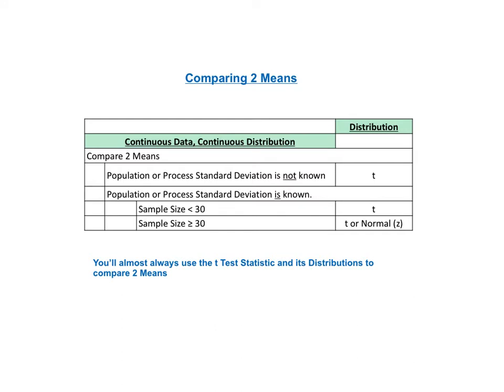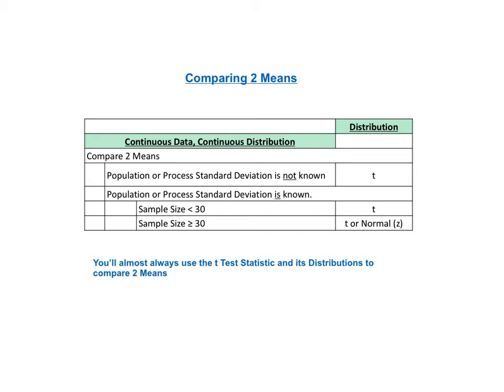Under continuous data, continuous distribution, often we want to determine if there is a statistically significant difference between 2 means. The means could be from samples of 2 different populations or processes, or they could be a mean from a sample and a specified mean. The specified mean could be a target or a historical value or any other specified number. There are 2 choices for the distribution, a t-distribution or the normal distribution, in which z is the test statistic. But in almost all cases, you'll want to use the t-distribution.